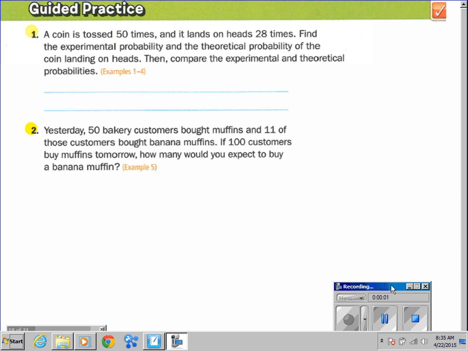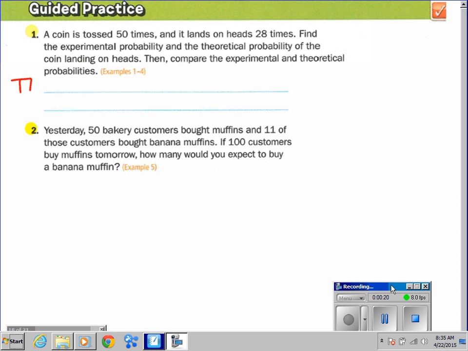Number one, it says a coin is tossed 50 times and it lands on heads 28 times. Find the experimental probability and the theoretical probability of the coin landing on heads. Then compare the experimental and the theoretical probabilities. So let's start with the theoretical, just because you're a little bit more used to that.